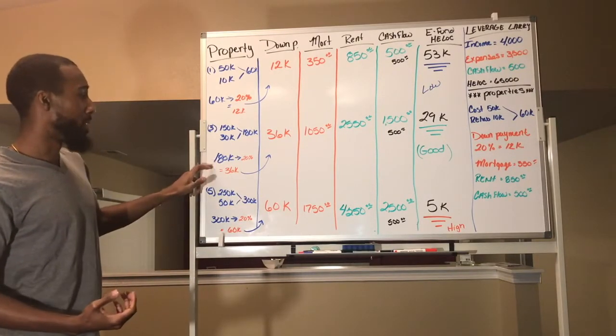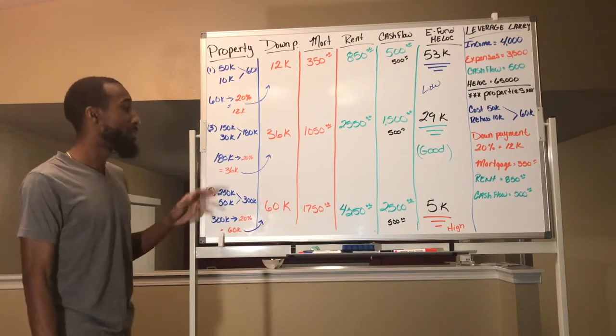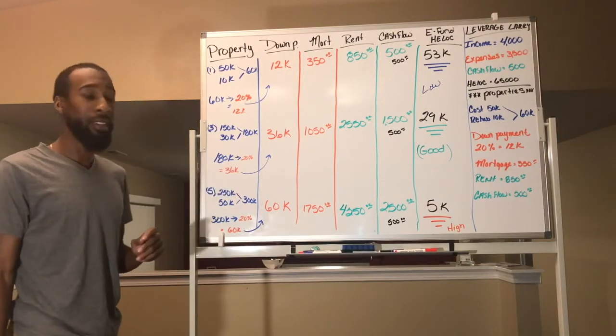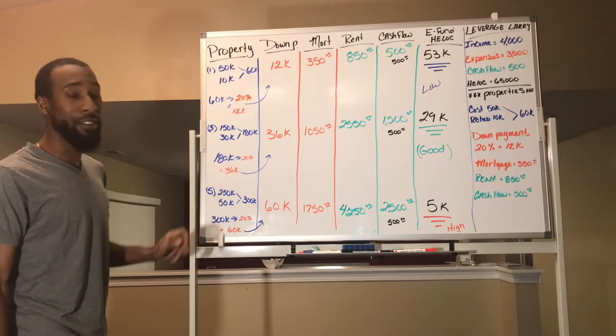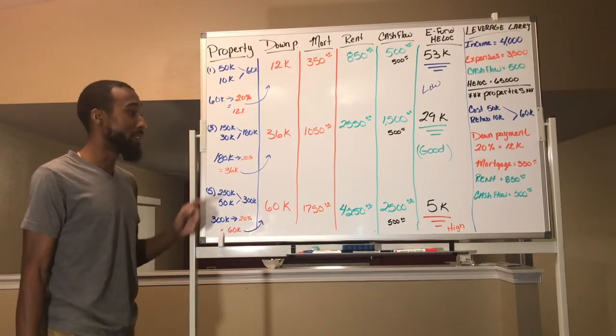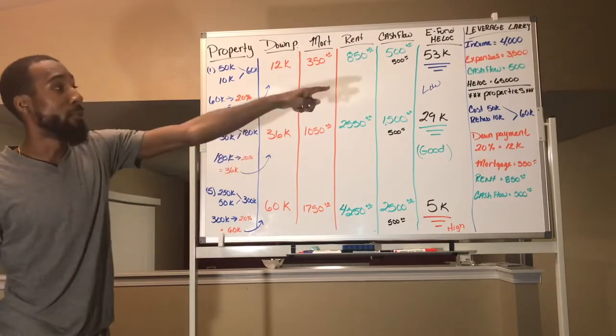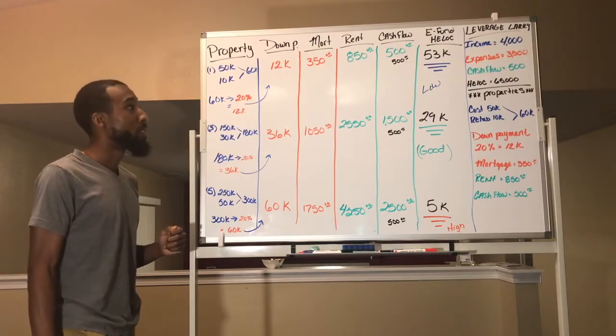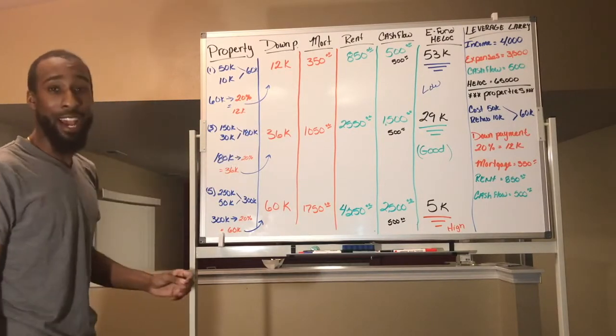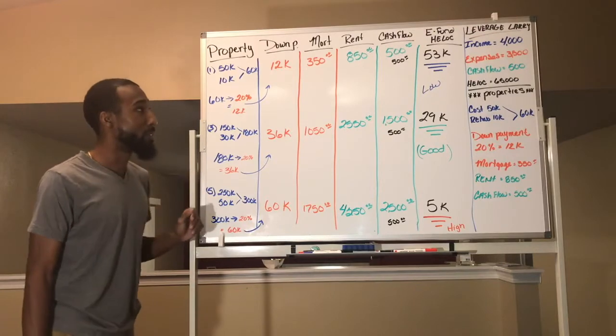So since the mortgage is $180,000, we have to put 20% down. That's going to be $36,000. Guess where we're getting this $36,000? From our home equity line of credit. So we put $36,000 down for these properties.